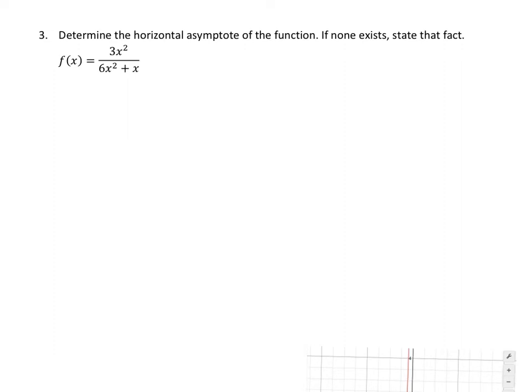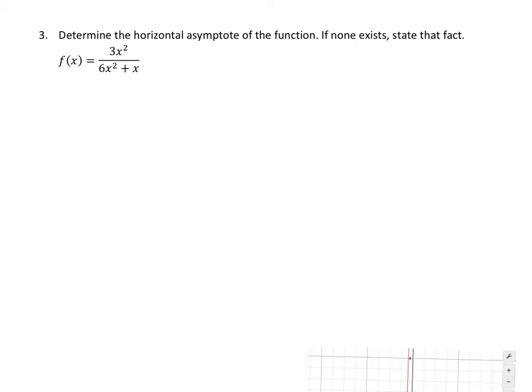Next, let's look at how to determine horizontal asymptotes of a function. So we're looking at the function f of x equal to 3x squared all divided by 6x squared plus x. So here we do have a rational function. Both our numerator and denominator are polynomial functions.